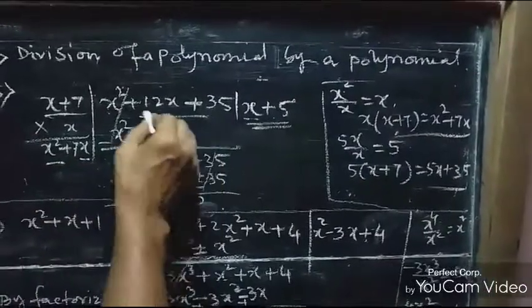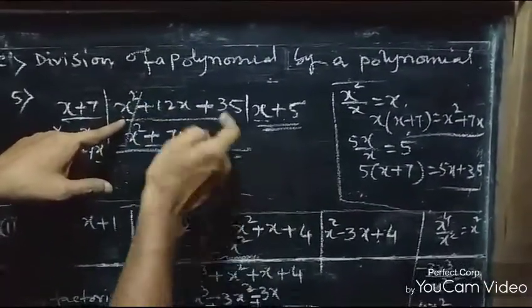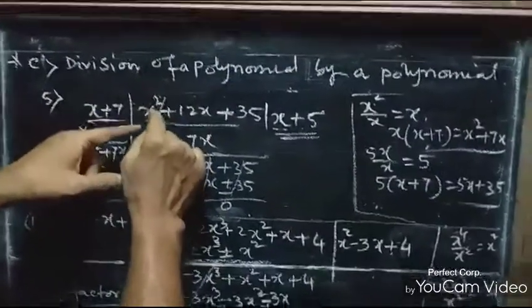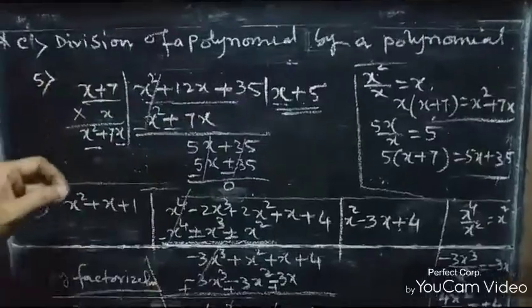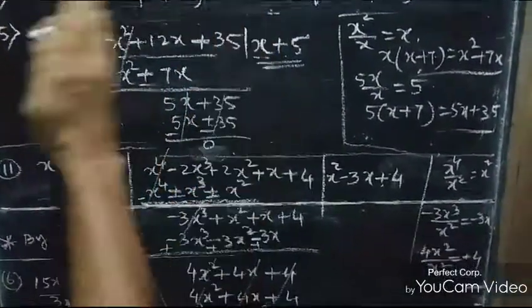Whenever you are arranging all these things, you have to arrange the polynomial in descending order.